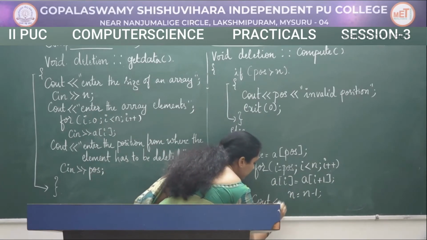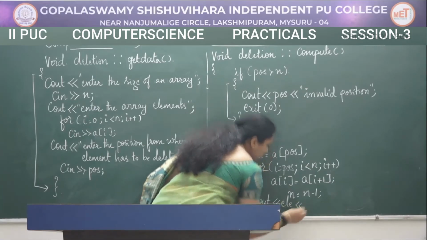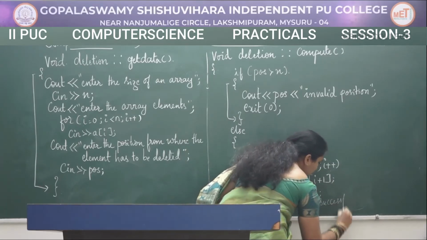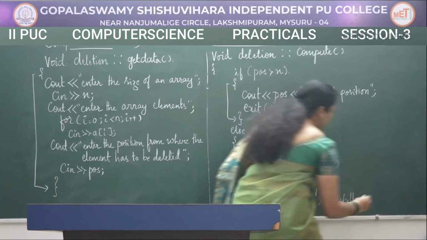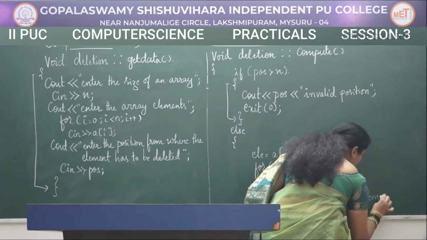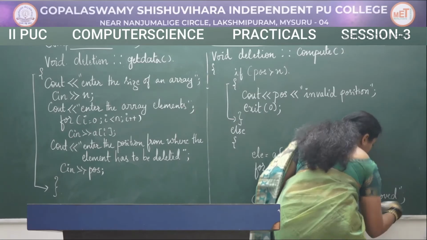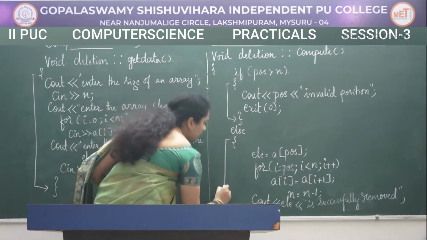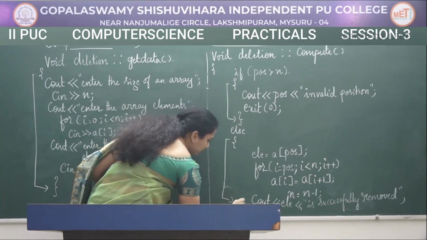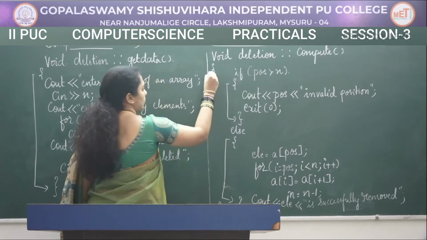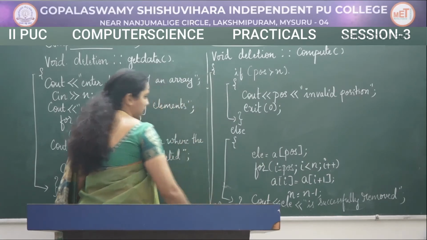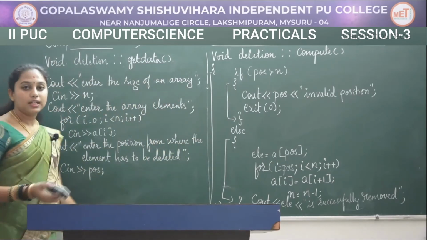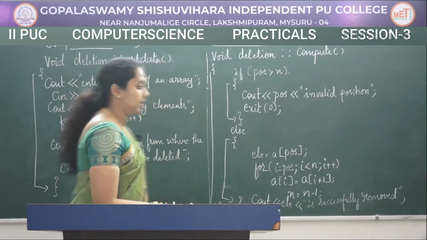See out, element is successfully removed. Element is successfully removed. So close this condition. So close this function. Next we have to display an array after deletion.